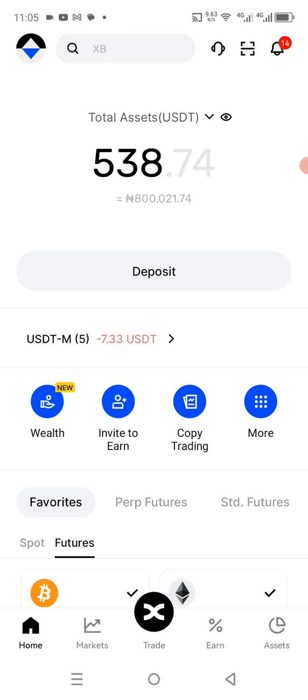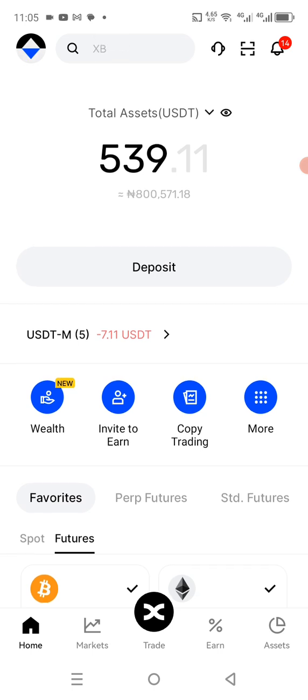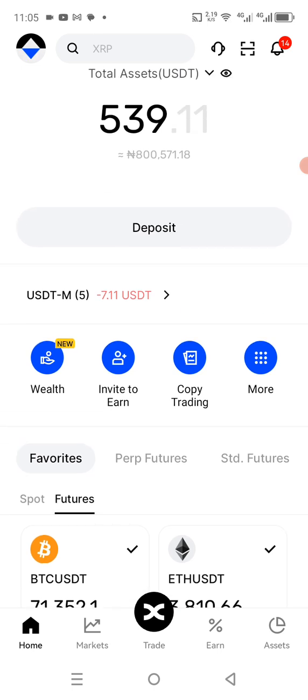My name is EjikeCrypto. Today I'll be talking about trading features using BingX. So the first thing you need to do, having come into the platform, is to fund your account, to fund your wallet. How can you fund your account?